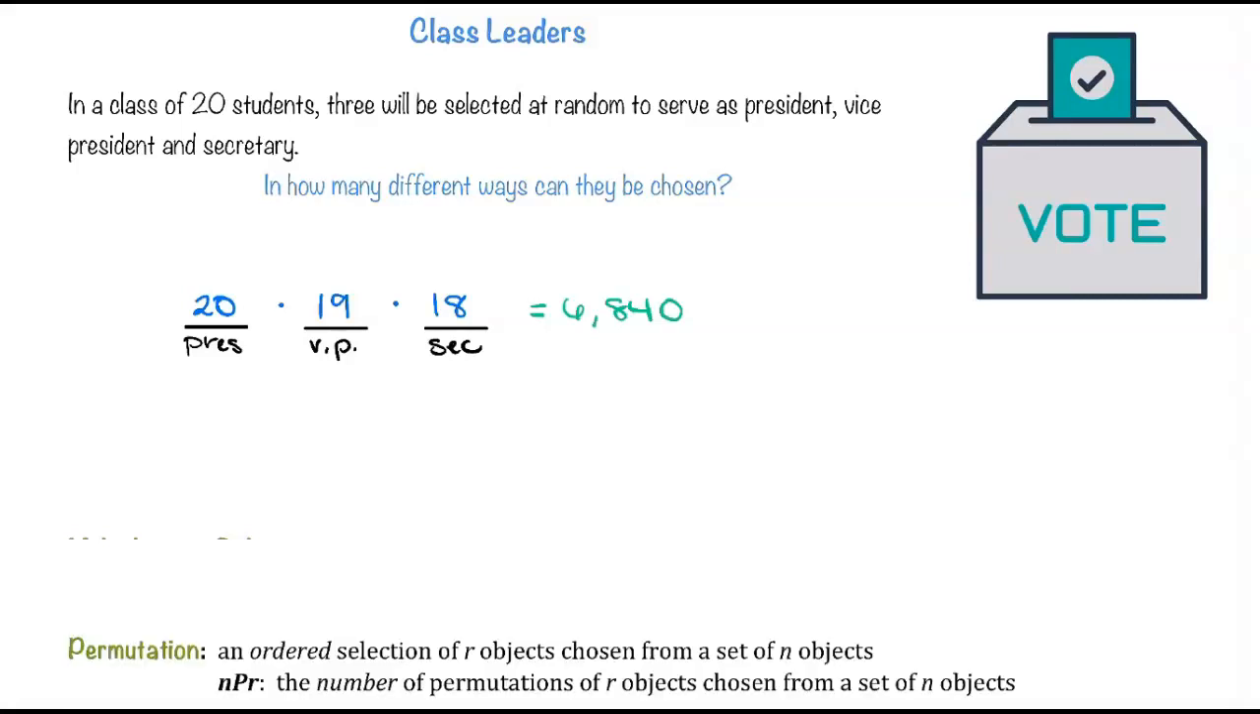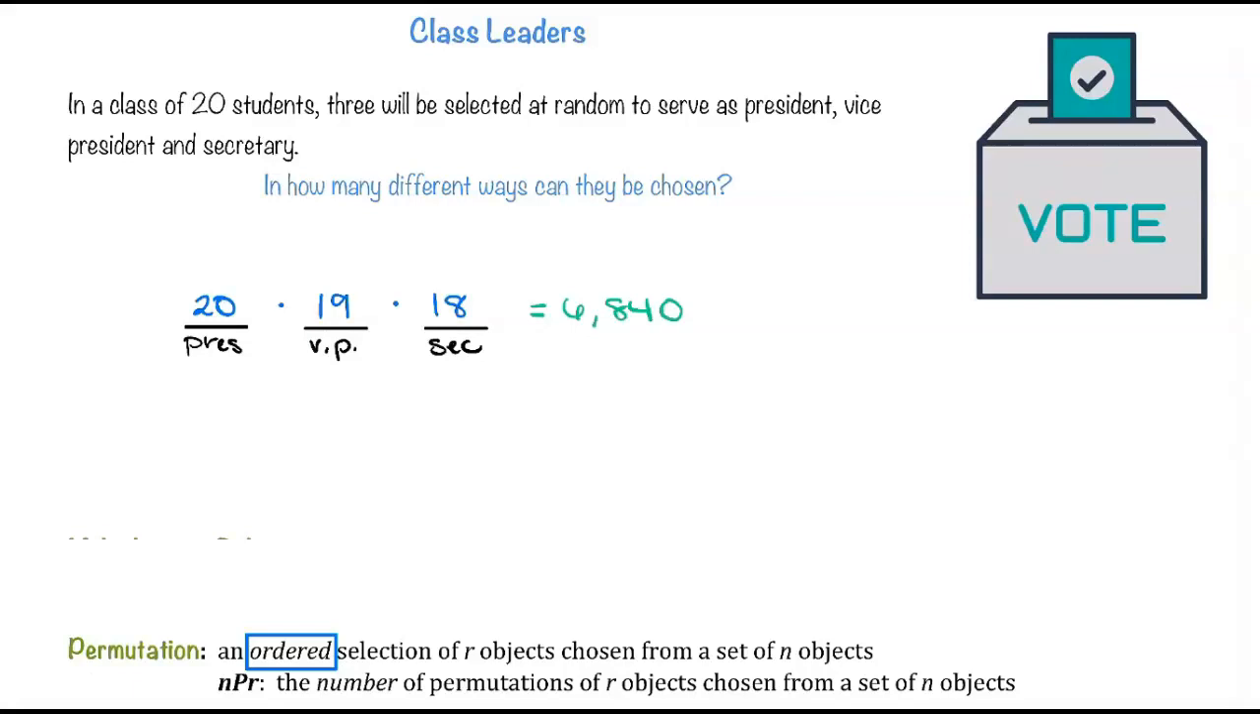A permutation is an ordered selection of a certain number of objects chosen from a set. We typically use the notation of nPr, where n is the number of objects to choose from and r is the number that we are selecting. A key word here is the word ordered. Order matters in this situation. If we chose the same 3 students but in a different order, then that's a different president and a different vice president and a different secretary.